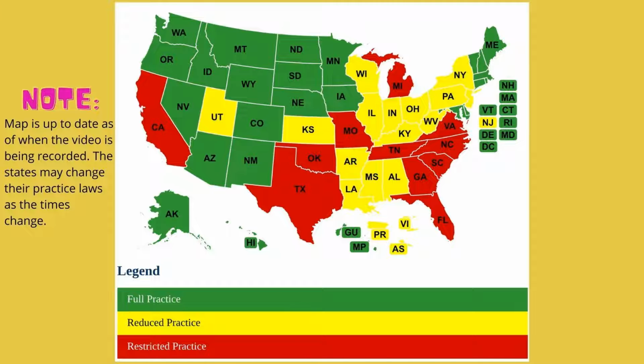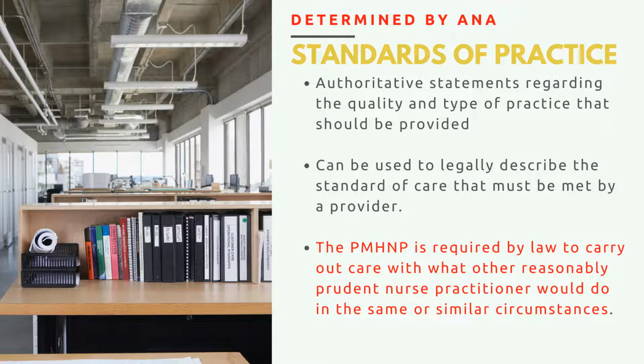As an NP, we know, depending on the state that you're in, the laws and the regulations are going to be different compared to another state. So here I have a map of all the 50 states, and you can see the green color are the full practice states, the yellow are the reduced practice states, and the red are the restricted practice states.